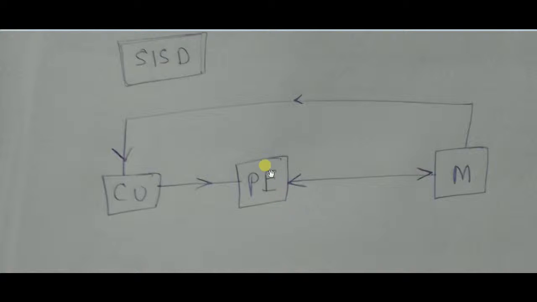And where does the result go? A plus B goes back to the memory. So there is a two-way arrow here.